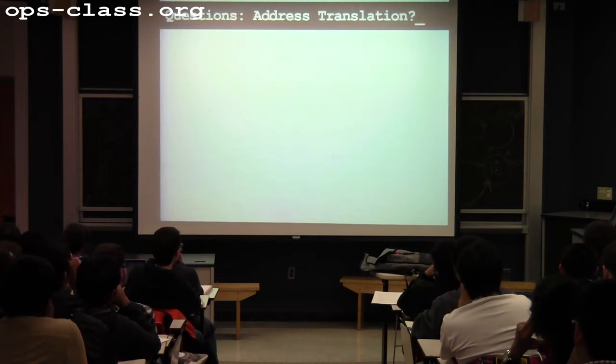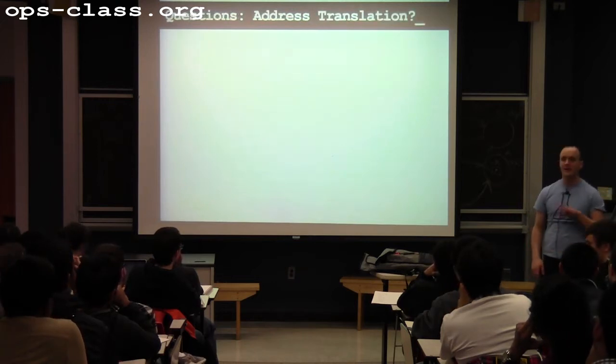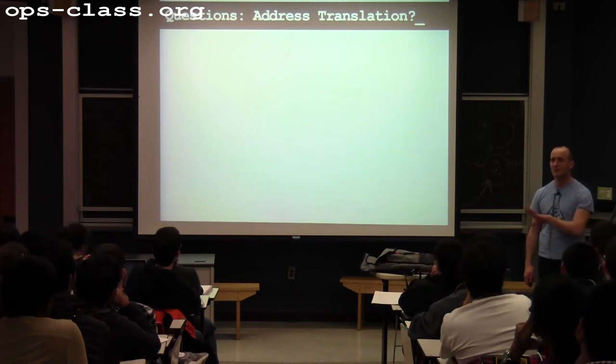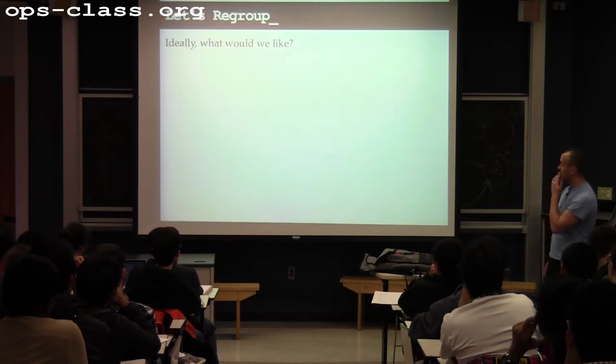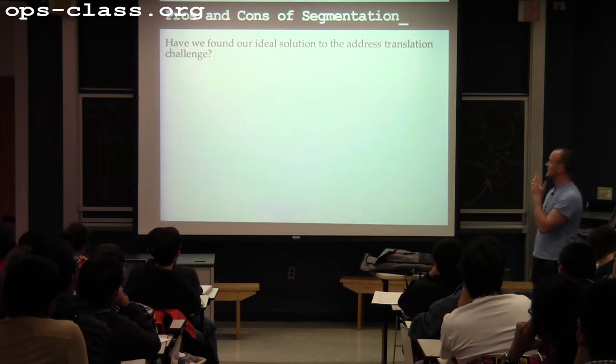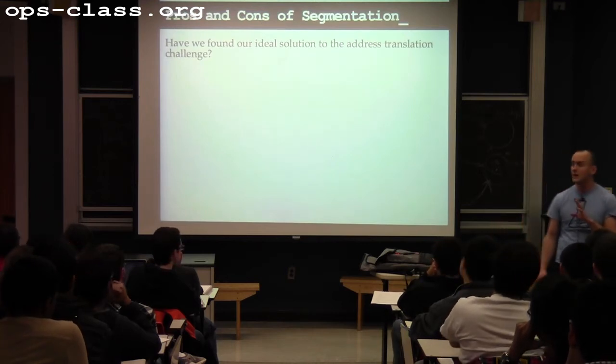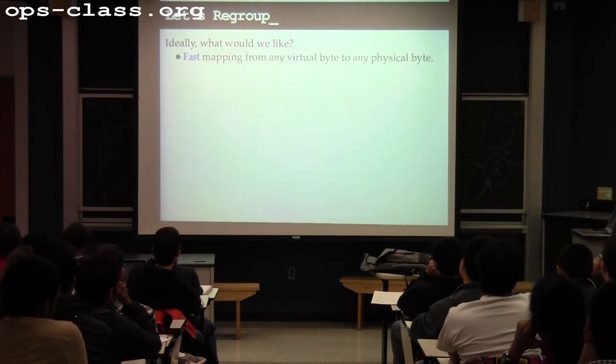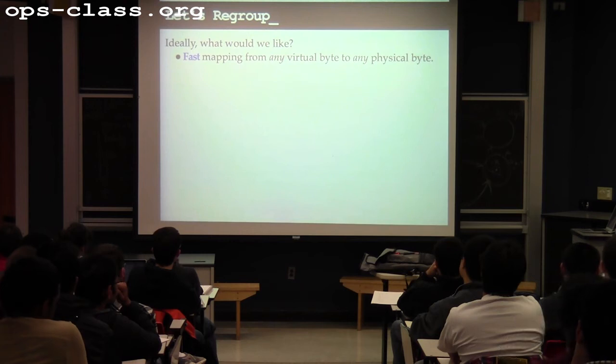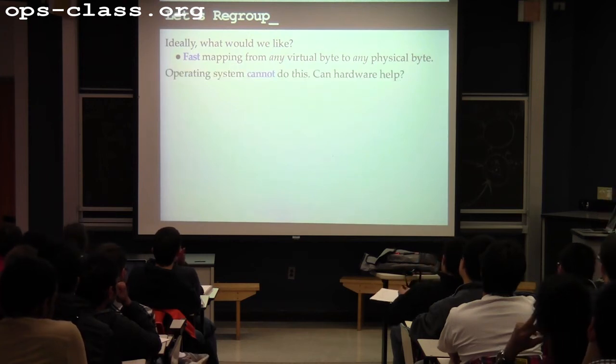Yeah, OK. I'll just keep going. Questions about address translation? These were the approaches we've described. We liked segmentation. There were things that were nice about it, but this contiguous part was a problem. And if we go back to the top, remember what we really wanted at the end of the day was the ability to map flexibly and quickly any virtual byte to any physical byte.